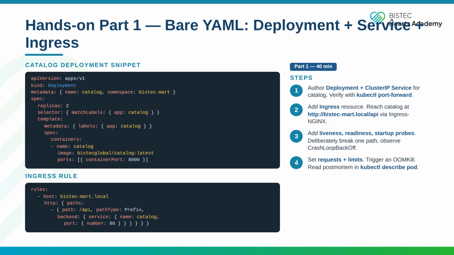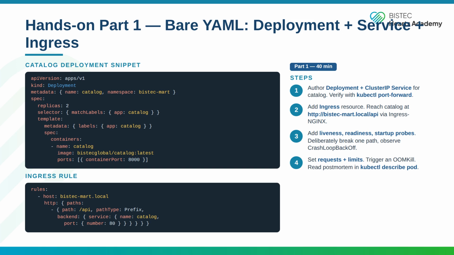Step 3. Add all 3 probes: startup, liveness, and readiness. Then deliberately break one. Change the liveness path to something that does not exist and watch what happens. Read the event. Fix it.